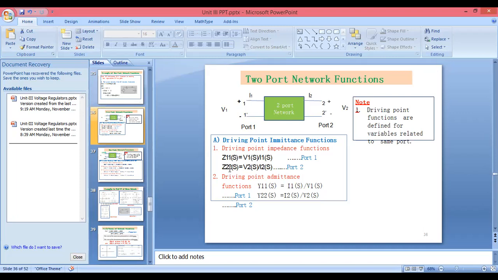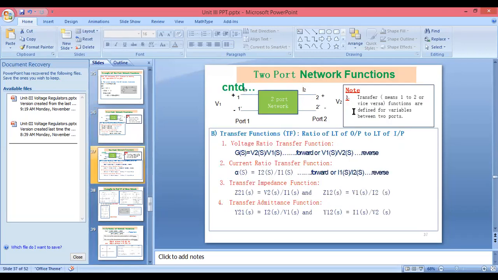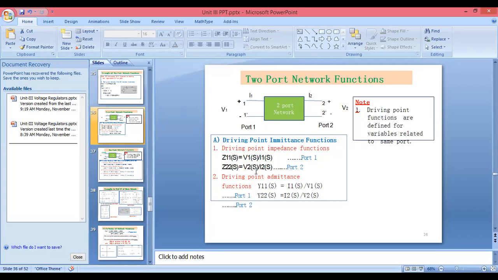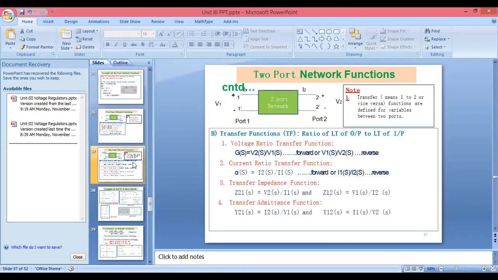We are calling these the two-port network function's driving point immittance. Immittance is nothing but Z and Y. It means what? Impedance as well as admittance we are calculating here. So we can see an example, then you will get the idea. So if we are having the two-port network, and with respect to this impedance and admittance, we are supposed to calculate the voltage ratio, current ratio, transfer impedance function, transfer admittance function. So how can we calculate?